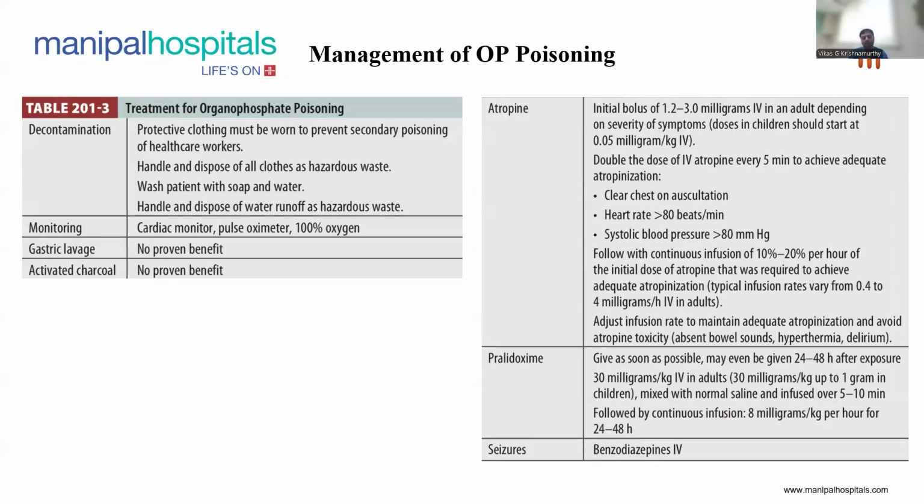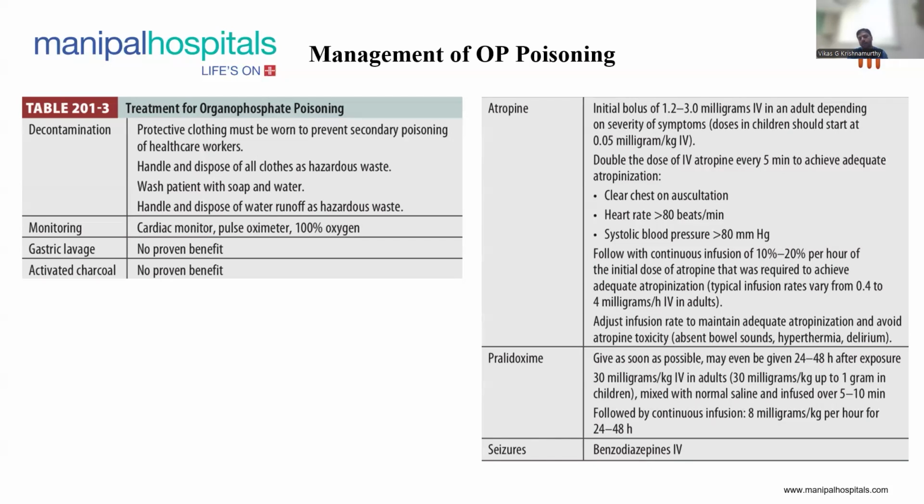Coming to management of OP compound poisoning, the first thing we do is decontamination. Protective clothing must be worn to prevent secondary poisoning of healthcare workers, and cardiac monitoring, pulse oximeter, and 100% oxygen have to be given. Coming to gastric lavage, there's no proven benefit. If a patient comes within 1 to 2 hours and has consumed large quantities, we consider giving gastric lavage. The adverse effect is that aspiration can happen in an unconscious or drowsy patient.